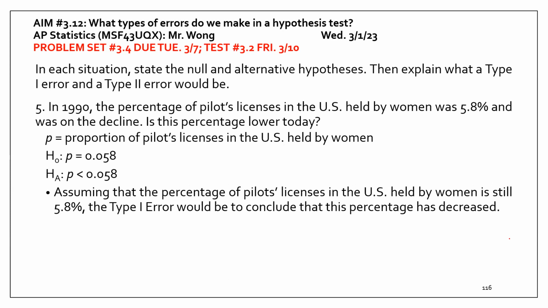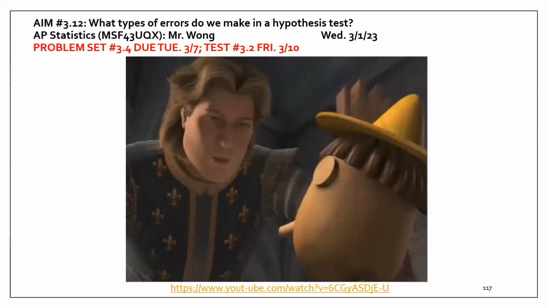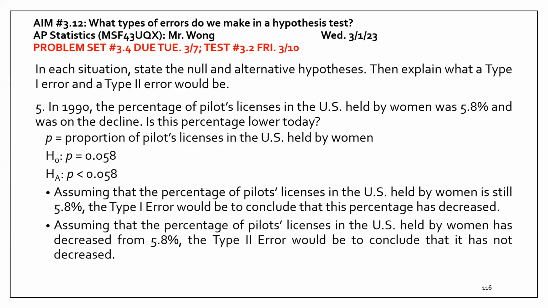So what would be a type 2 error? Assuming that the percentage of pilot licenses in the US held by women has decreased from 5.8%, a type 2 error would be to conclude that it has not changed. So here you can say that we can state the context from the original question, and we would emphasize here that the type 1 error indicates that the percentage has changed, in this case decreased, and the type 2 error would be to conclude that it has not decreased.